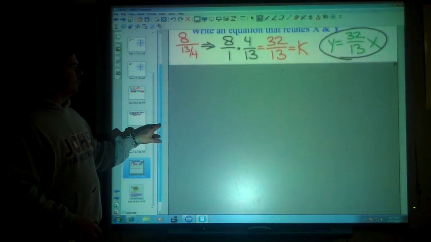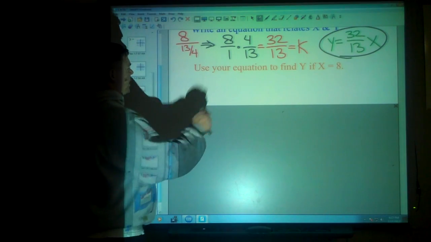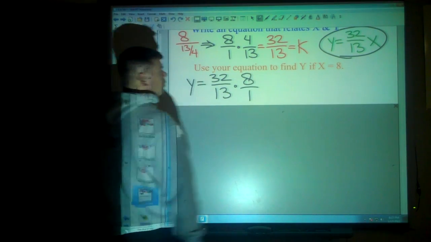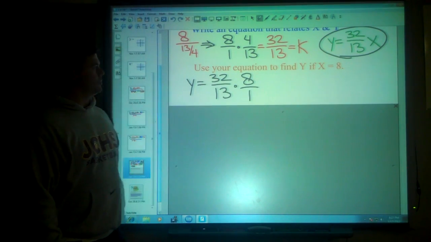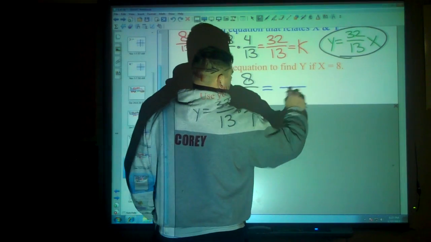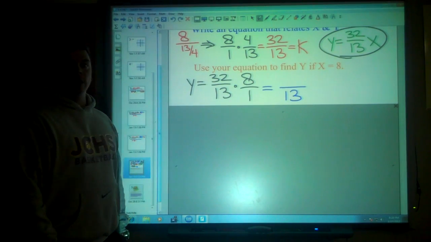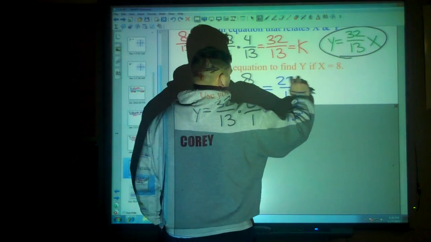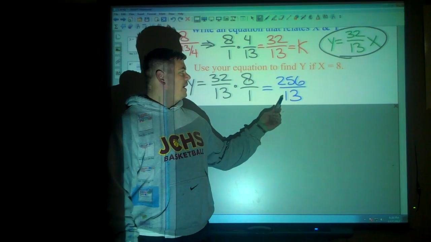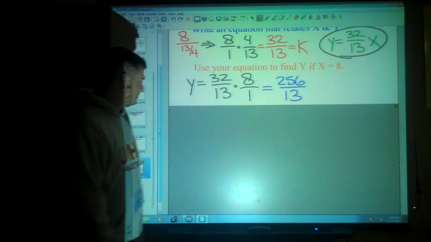Now that we know that information for our equation, let's see if we can use our equation to find out what y would be if x was 8. Well, if x was 8, we'd have y equals 32 over 13 times 8 over 1, because that's what x is equal to, and we substitute it in. You multiply straight across, and you end up with 13 on the bottom, and 8 times 30 is 240, and 8 times 2 is 16. So you add 240 plus 16 is 256. Now, if you would like, you can leave it as an improper fraction, or you can try to simplify it down into a mixed number. Either way is fine, but y is equal to 256 divided by 13.